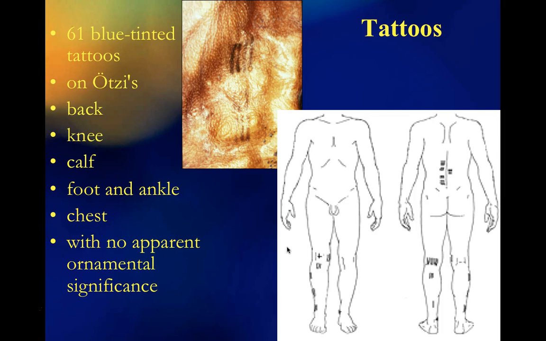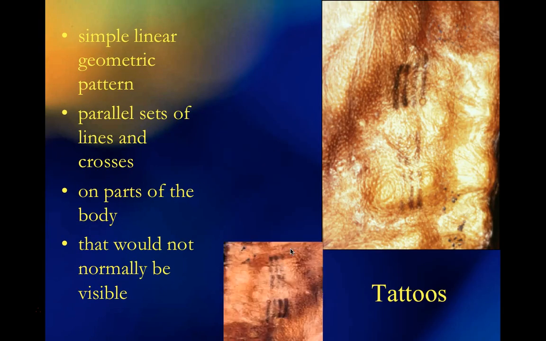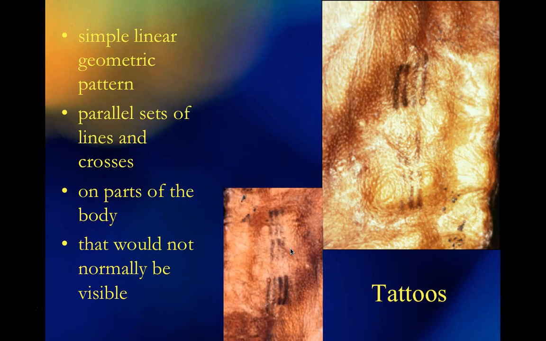and as near as we can determine, again, because you couldn't see these because they were under his clothes, it's speculated that they were not there for ornamental reasons, but instead for something else. What was that something else?